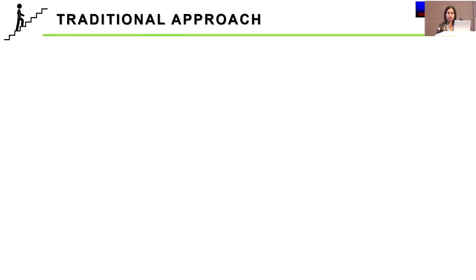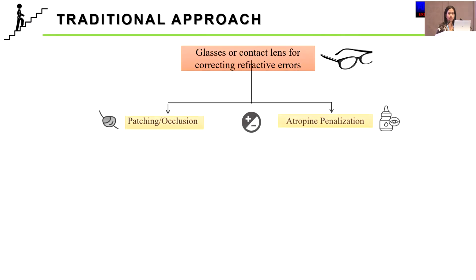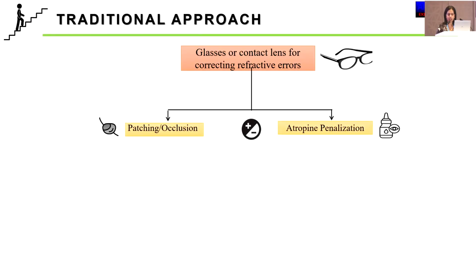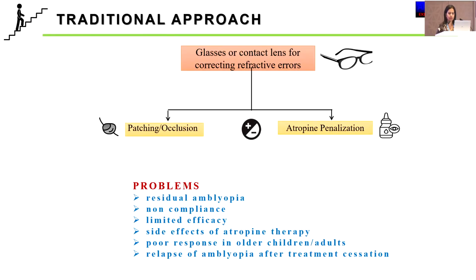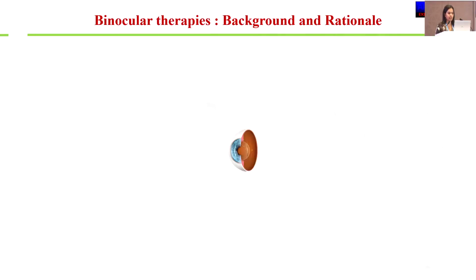So first of all, to correct a refractive amblyopia, we have to cater to correcting the refractive error first by means of glass or contact lens. Then there is addition of either patching or atropine depending on the case. But obviously these also have their own set of problems like residual amblyopia, non-compliance, limited efficacy, side effects of the atropine therapy, and poor response in older children and adults. And also there is risk of relapse of the amblyopia after treatment cessation.